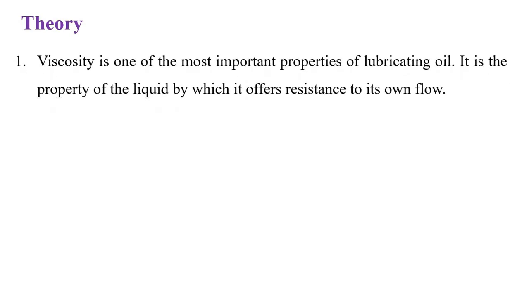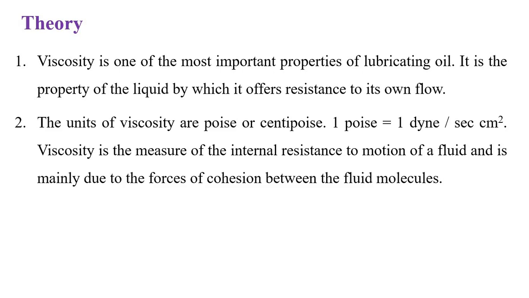Viscosity is one of the most important properties of lubricating oil. It is the property of a liquid by which it offers resistance to its flow. The units of viscosity are poise or centipoise. The conversion is given here: 1 poise is equal to 1 dyne second per centimeter square. Viscosity is the measure of internal resistance to motion of a liquid and is mainly due to the forces of cohesion between the fluid molecules.